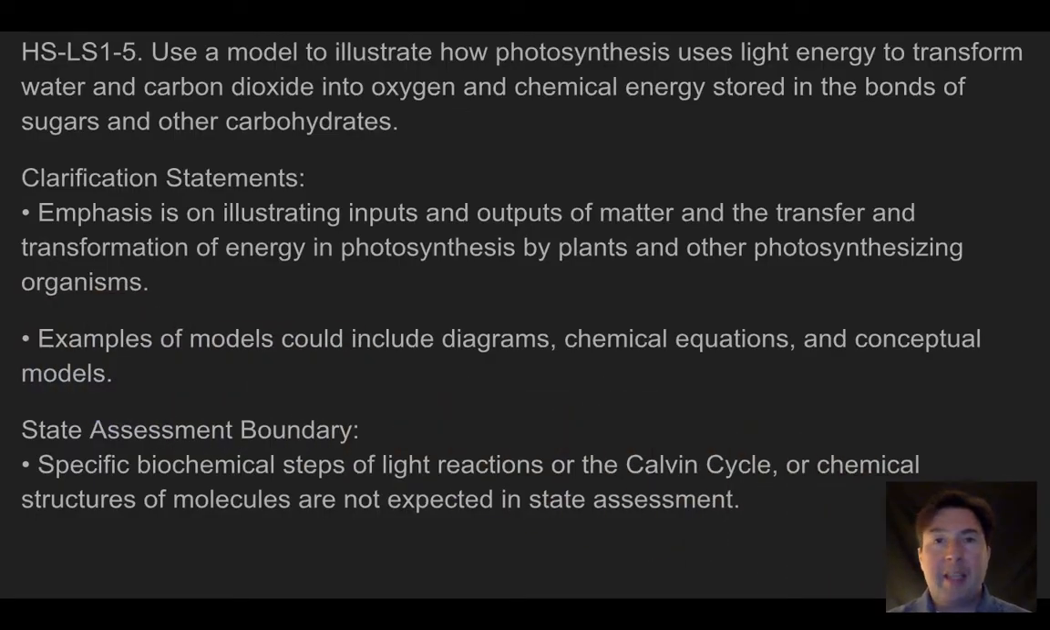All right, so hopefully at this point you could illustrate using a model how photosynthesis uses sunlight to transform water and carbon dioxide into chemical energy and also releases oxygen as a byproduct, and that we then store energy in those chemicals of sugars or other carbohydrates like starch. Also, you should be able to connect the inputs and outputs of matter transforming from one form to another, and that was really seen in our carbon cycling.